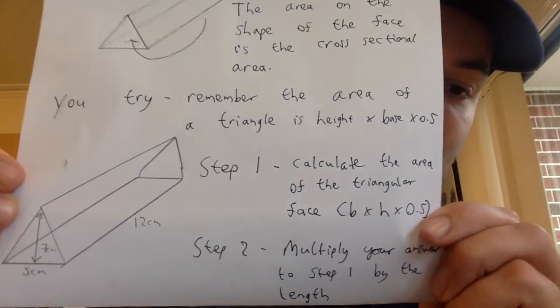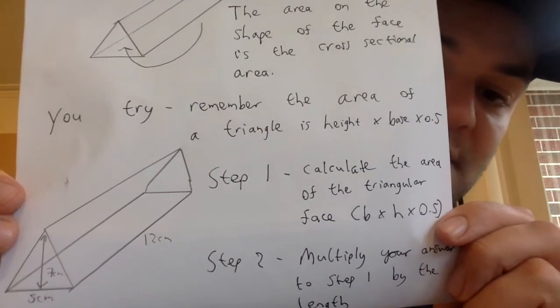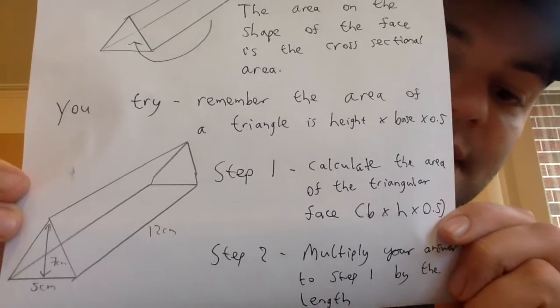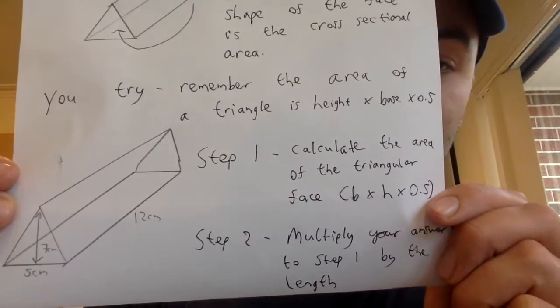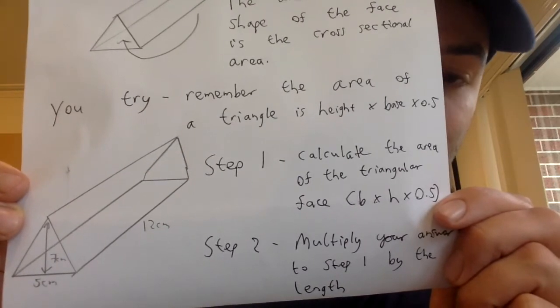I've got a triangle there with a base of 5 and a height of 7. The length of the prism is 12 centimetres. And I've put the 2 steps that you need to do. So once again, you can pause this video and then have a go at working out the volume of that prism.